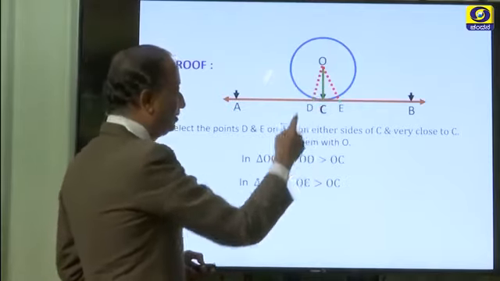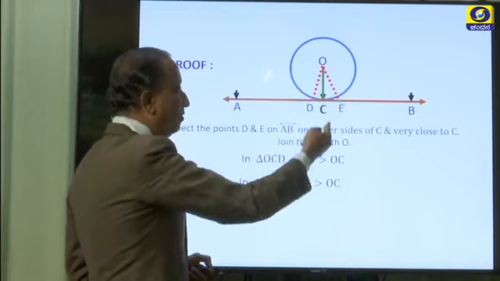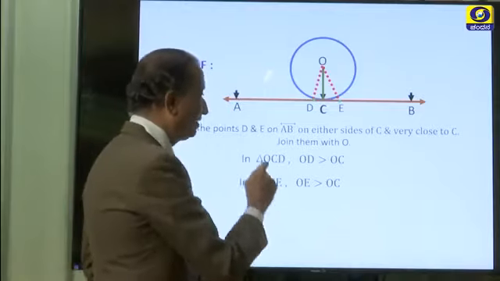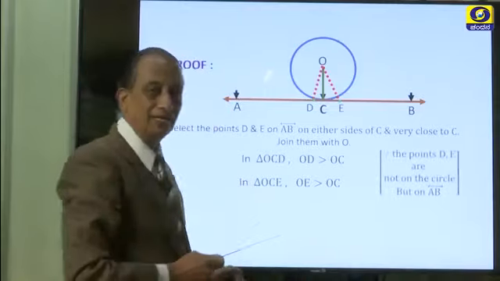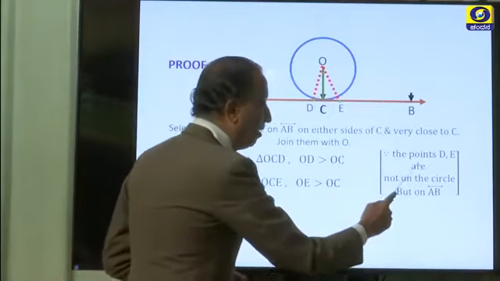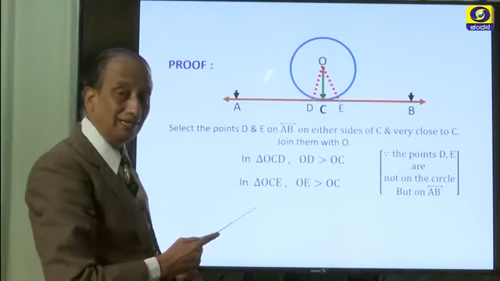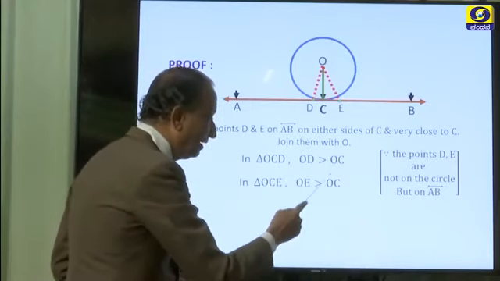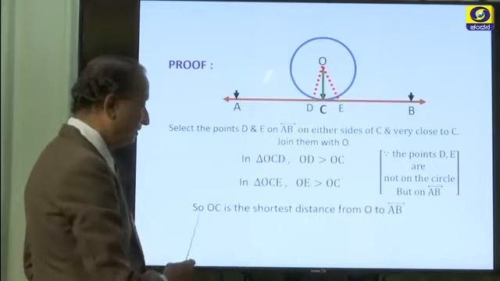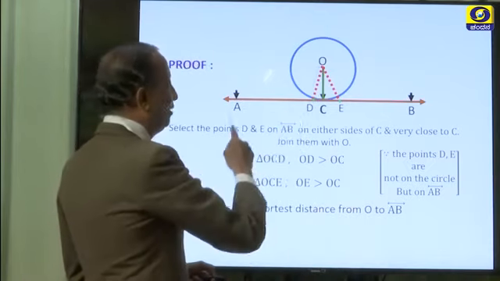So in triangle OCE, if you compare the lengths of OE and OC, for the same reason OE has to be greater than OC. And children, in geometry, for every step in the proof we need to write the reasons like this. This is the symbol for 'because': the points D and E are not on the circumference of the circle but on the straight line AB, therefore they have to be greater than the radius OC. I think this would be sufficient to conclude that OC has to be the shortest distance from the point O to AB.